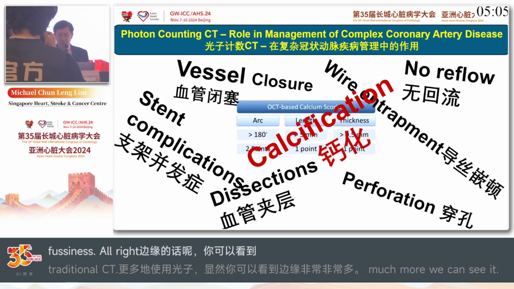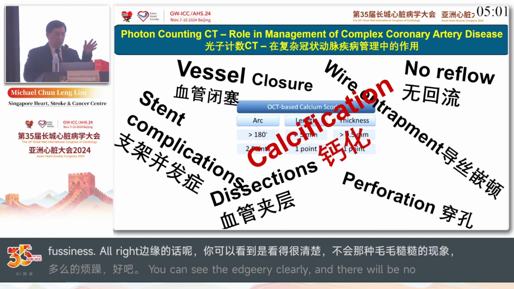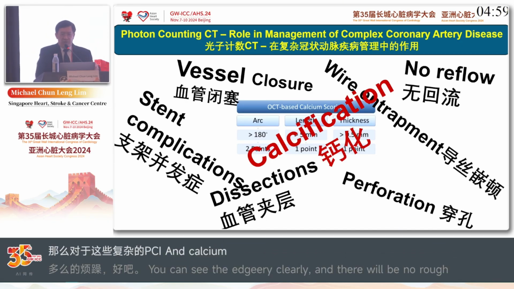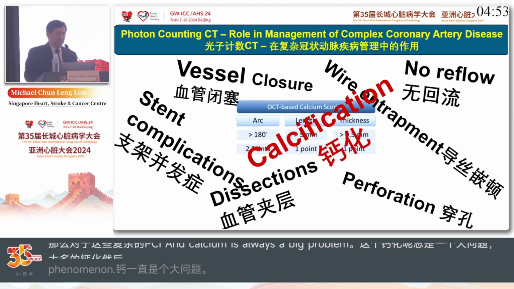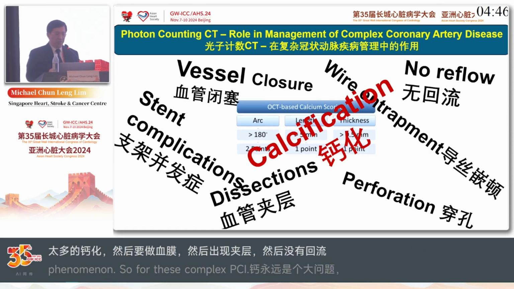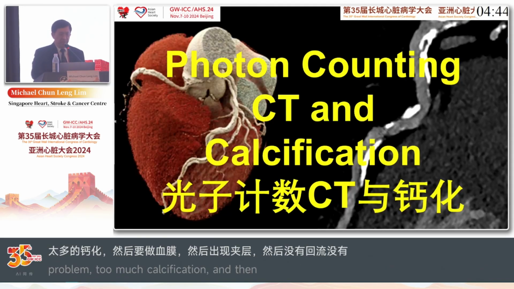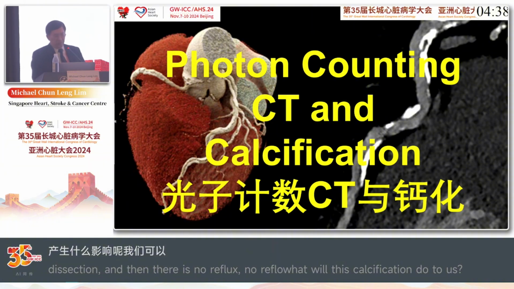And of course, when you do complex PCI, you will end up with a lot of issues. Calcium is always a big problem. Too much calcium, rotablation, no reflow, wire gets trapped, you perforate, you dissect, and all sorts of complications. So one of the things that we want to do is know how the calcium is before we do the procedure. So let's look at photon counting CT and calcification. These are images produced from the photon CT.